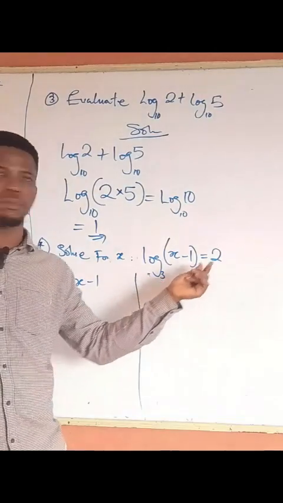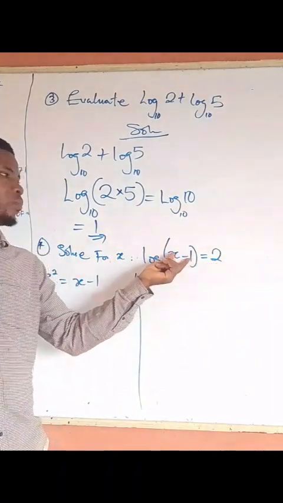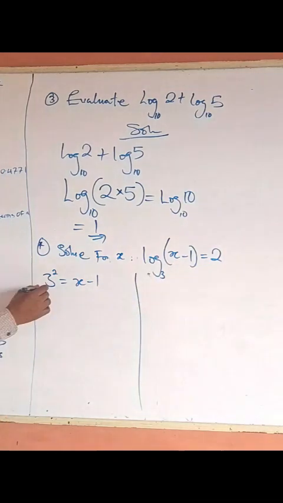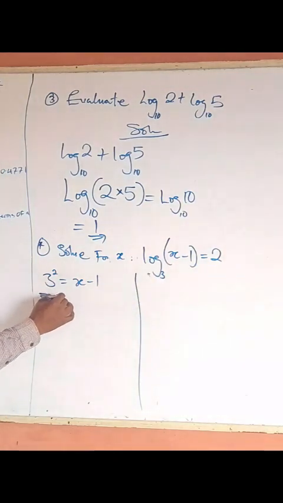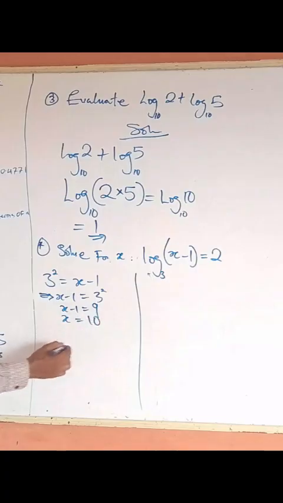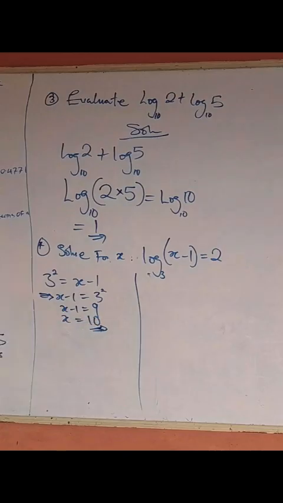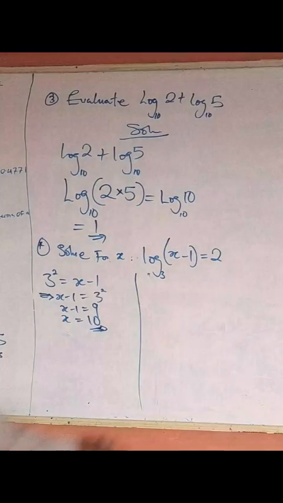This place, raised to power what do you have? The number you have here equals the result. So what do you have? It implies that S minus 1 is equal to 3 raised to power 2, which is 9. So S minus 1 is equal to 9. S equals what? 10. Why is it 10? This is minus 1, so you add 1 to both sides, or you move this one to the other side and it becomes plus 1. So 9 plus 1 is 10.